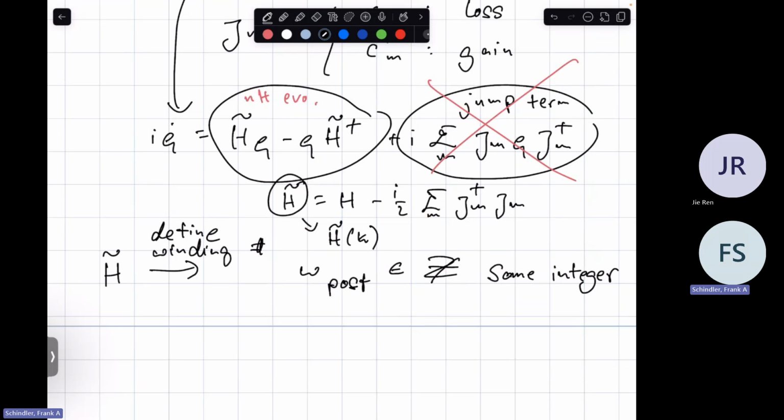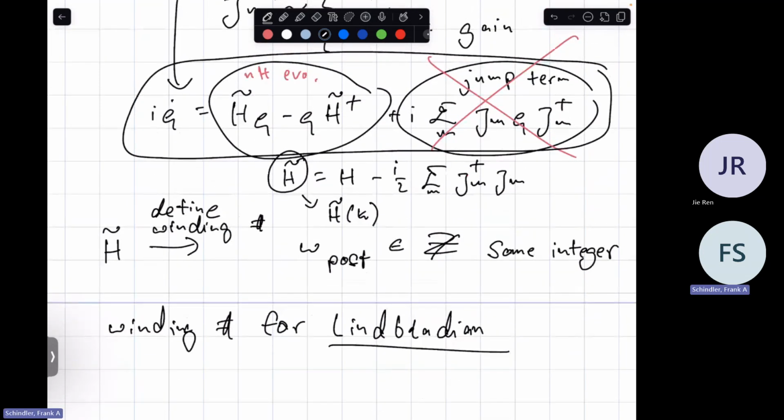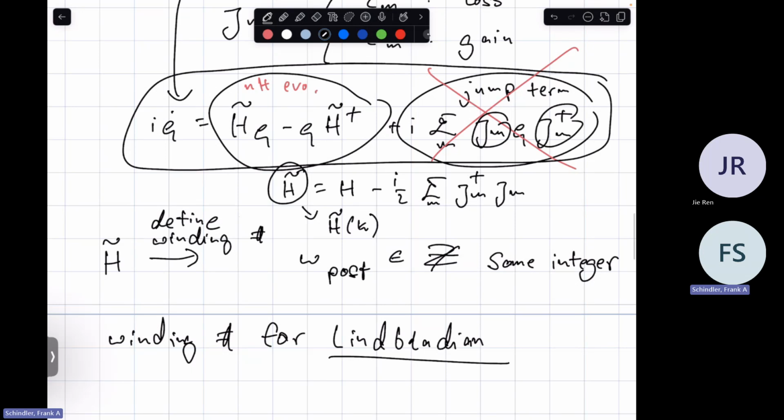We also need to define a winding number for the full Lindbladian. And what do I mean by that? I mean the full Lindblad equation up here, which includes the jump term, which describes systems without post-selection, just generic open quantum systems. So how can I define a winding number for that full object if I have all of these weird jump terms flying around? The problem is I can't really write this as some Hamiltonian, as some matrix, naively at least, because I have the jump term here coming from the left and from the right.